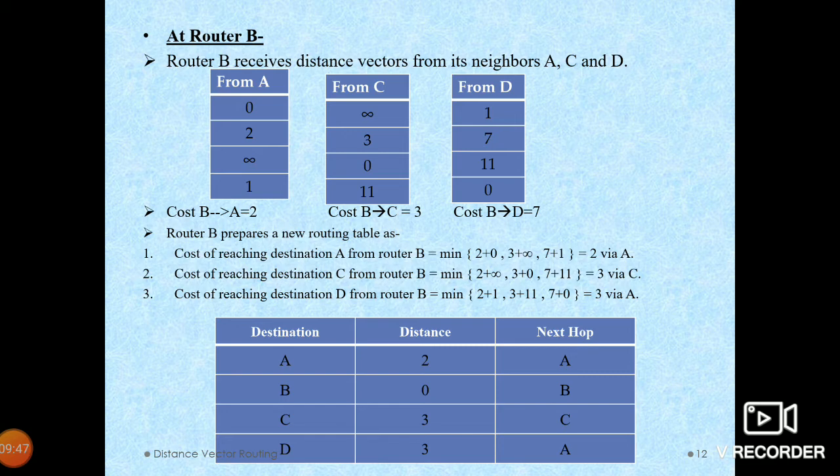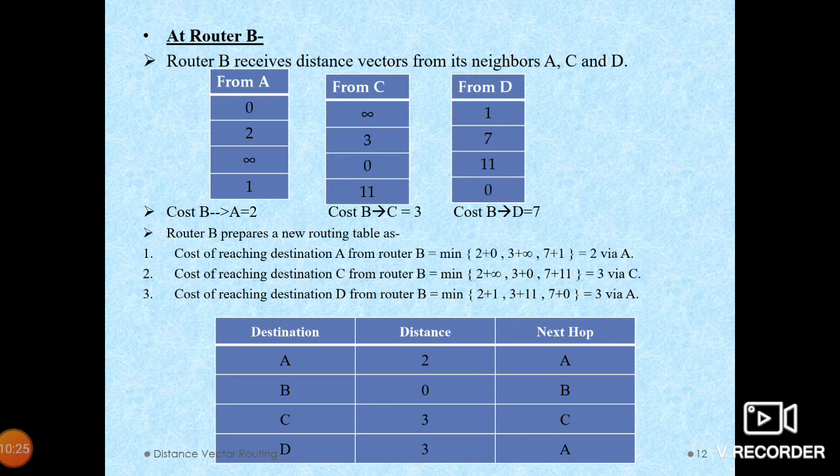and the cost for each destination router needs to be calculated with a minimum path. So the cost of reaching destination A from router B is 2 plus 0, and through C it can also reach, that is 3 plus infinity, and through D it can reach A, 7 plus 1. We calculate the minimum path, that is 2 plus 0. So B can reach the destination A with the cost of 2.